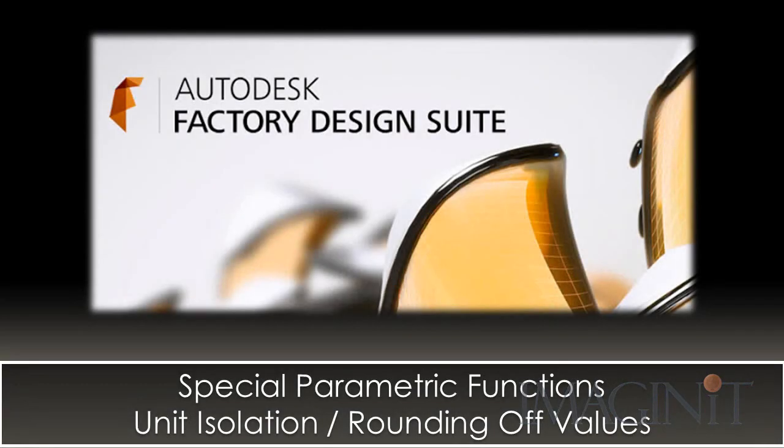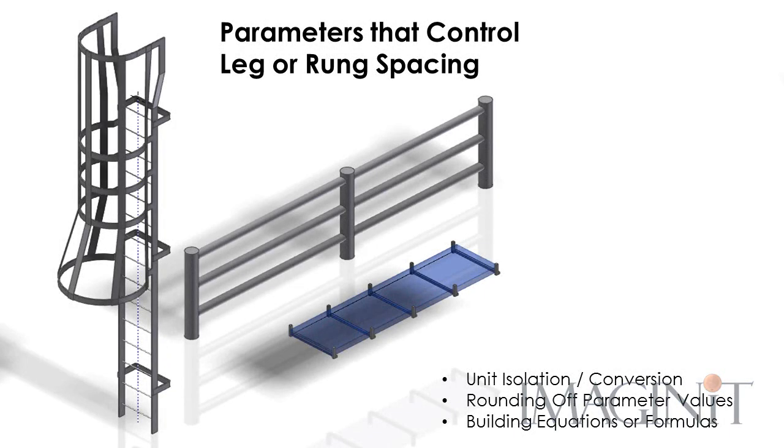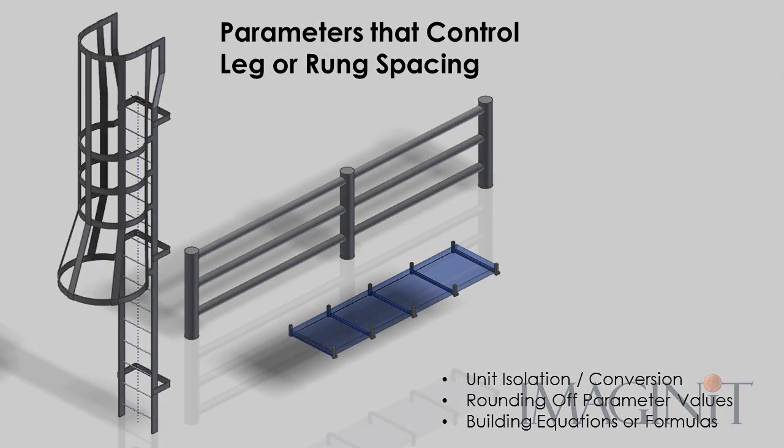In the final part of the presentation, we're going to focus on adjusting the unit and rounding off the values so that we can control the number of legs or rungs in a particular asset. You see the examples on the screen of a ladder, a handrail, and an electrical wireway. Each of these assets have rails or rungs in a pattern, and we need to establish a parameter that easily controls the number of legs or rails in the pattern.